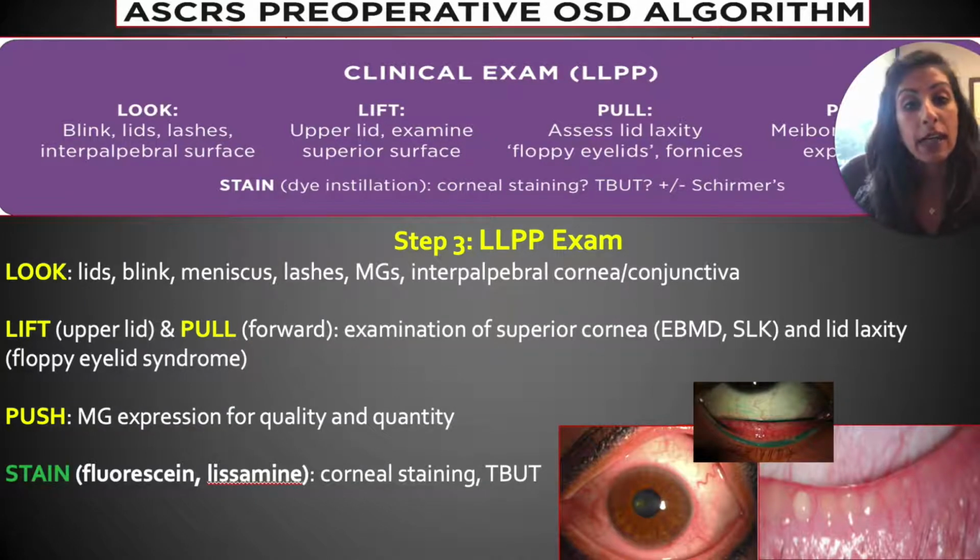We coined the mnemonic LLPP, and this really should take no longer than 30 seconds. We want everyone to look at the lids, look at how someone blinks, look at the meibomian glands, lift the upper lid and pull to assess for laxity. A lot of pathology can be present in the upper lid, Salzmann's nodules, anterior basement membrane dystrophy.